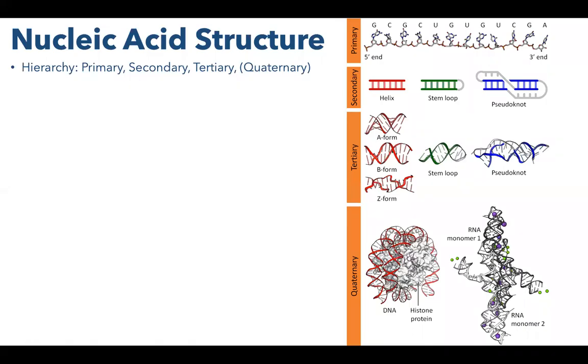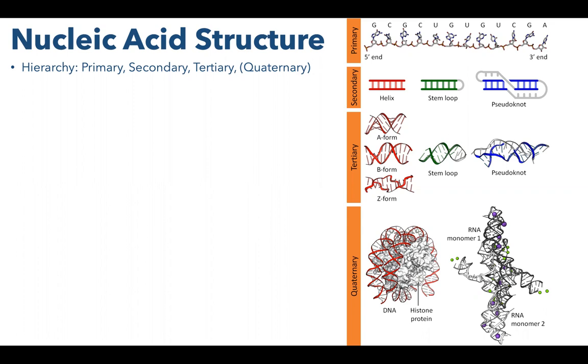Nucleic acids, just like your proteins, also display levels of hierarchy in terms of their structure. We have the primary, secondary, tertiary, and some references would also mention a quaternary level of structure for nucleic acids. The primary structure of nucleic acids, just like the primary structure of your proteins, refers to the sequence of nucleotides in one strand of a nucleic acid.